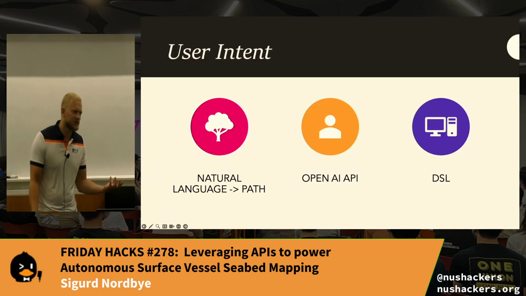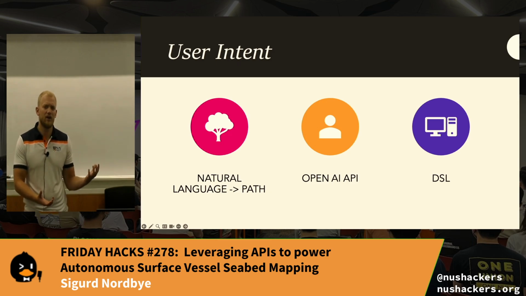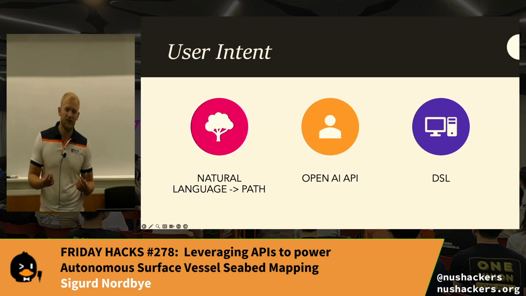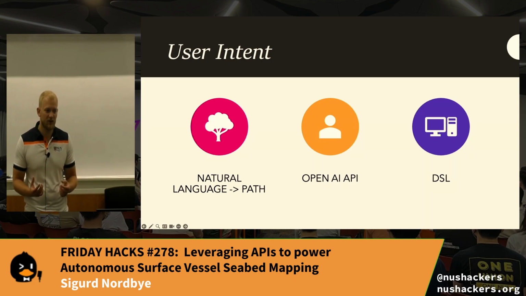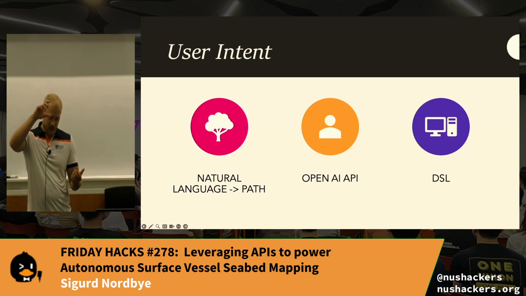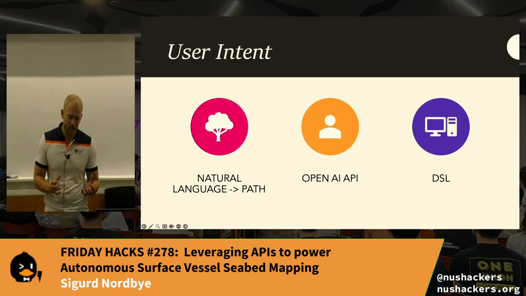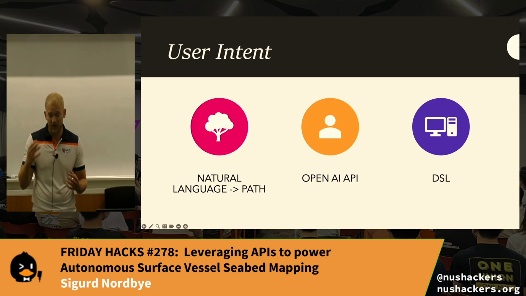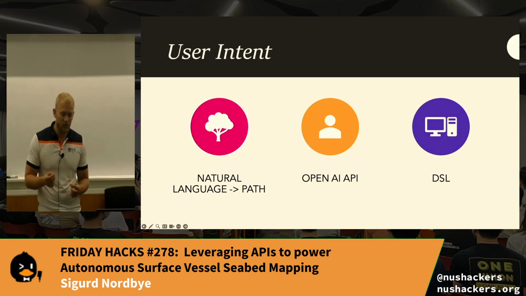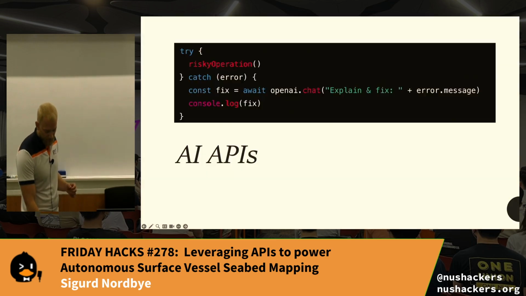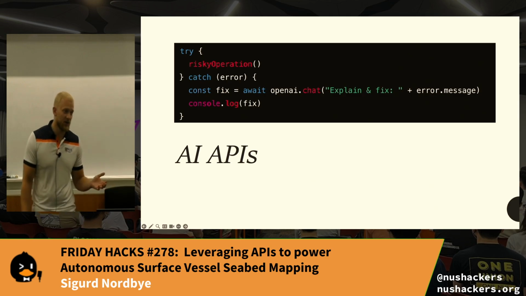And now that I've been able to compute a safe water polygon with APIs, I needed a way to get the user's intent, right? I could make the user just fill out a few parameters and then generate the mission, but I wanted to actually automate this part as well. So what I did, I wanted to go from natural language to a path as simply as possible. And to do that, I used an OpenAI API and also a DSL in between, which I will touch on later.